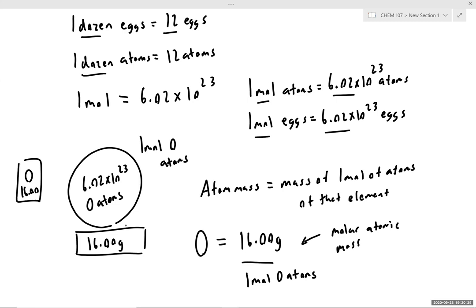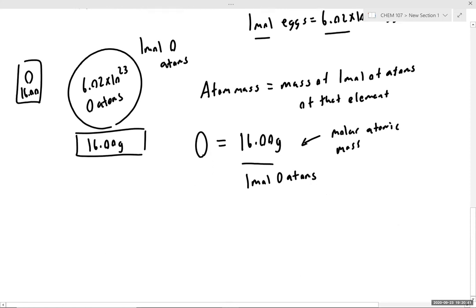Does that make sense to everyone? Does everyone understand how the atomic mass is related to the moles of atoms? Does this idea make sense to everyone? Yes. Perfect. So, why is this important?